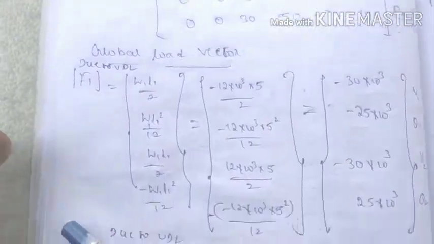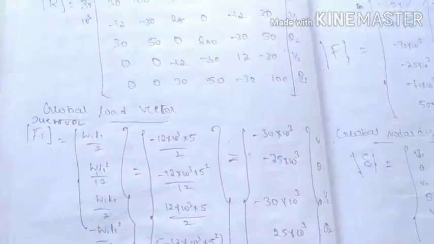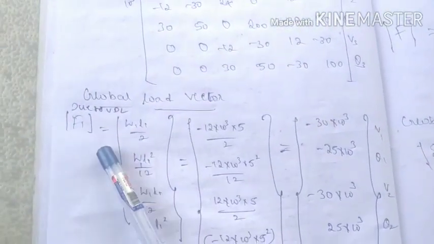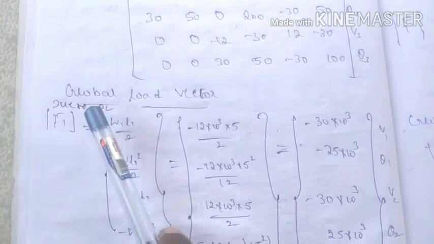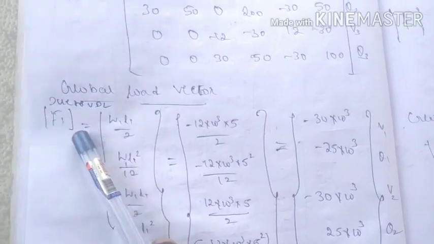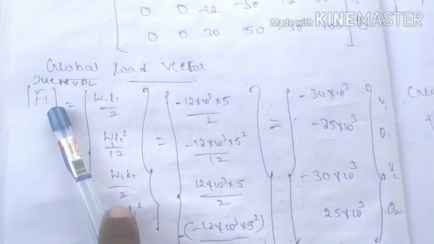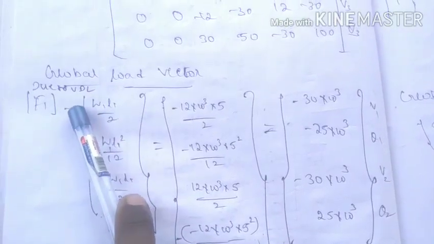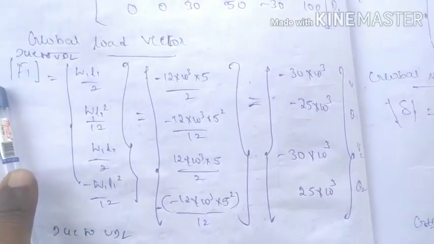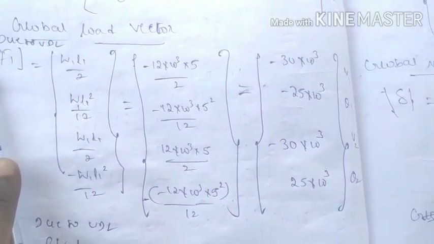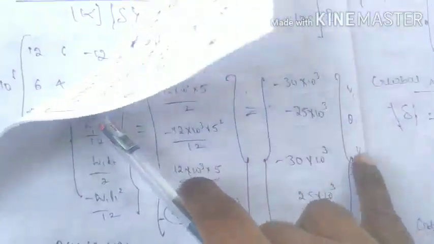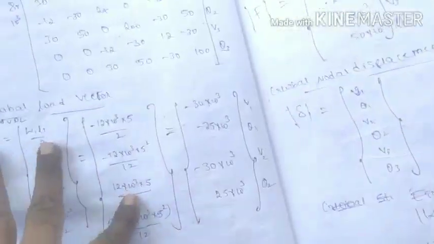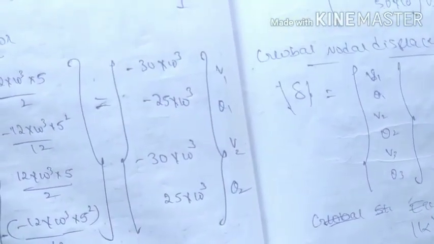Now we need to find the global load vector. For that we need to find the nodal force vector for each element, that is F1 and F2, both subject to a UDL load. Therefore there is no F1 M1 F2 M2, which are all 0. That is, the vertical force as well as moment is 0. Therefore F1 with respect to UDL is W1 L1 by 2, W1 L1 square by 12, W1 L1 by 2 and minus W1 L1 square by 12. So W1, corresponding L1 value substitute, then simplify, then you will get this much.